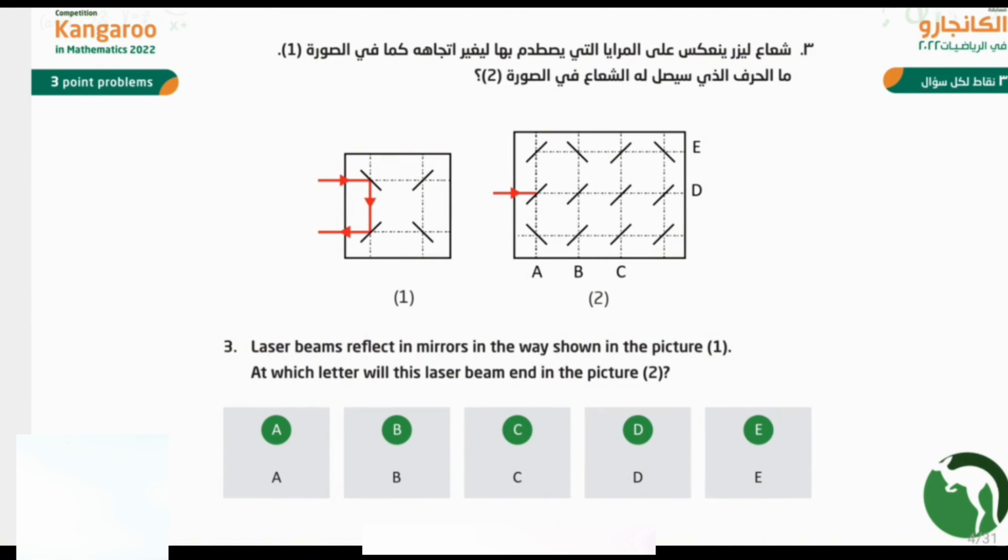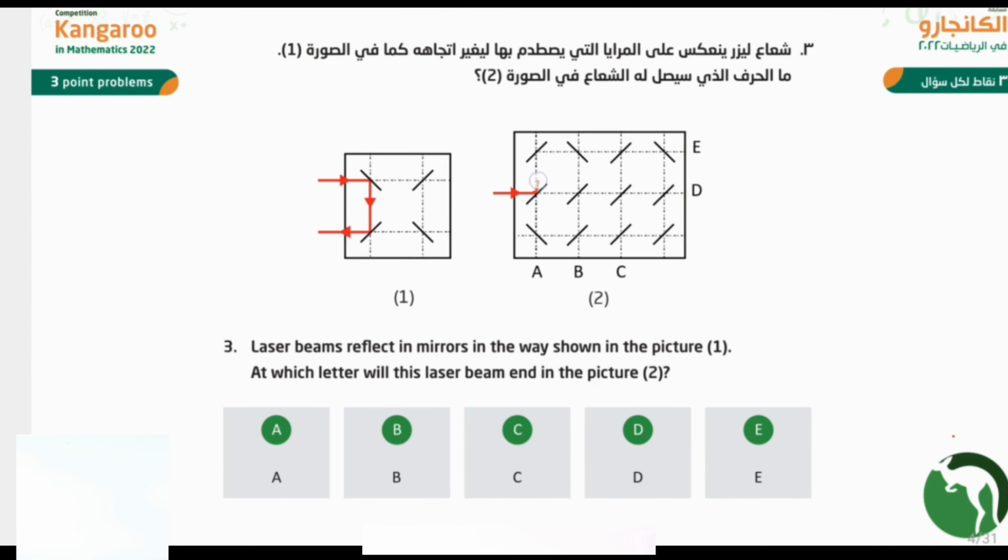In question number 3, laser beams reflect in mirrors in the way shown in picture 1. At which letter will this laser beam end in picture 2? Okay, here let's go here and see the direction of each mirror.